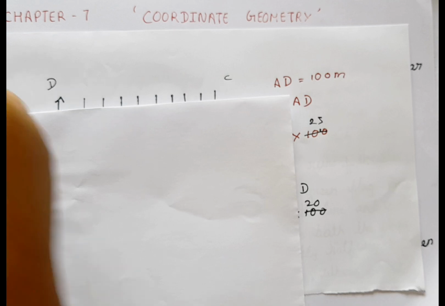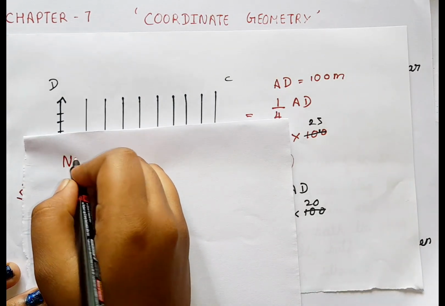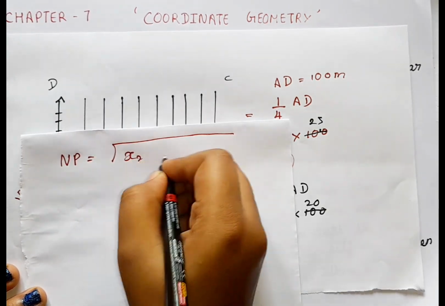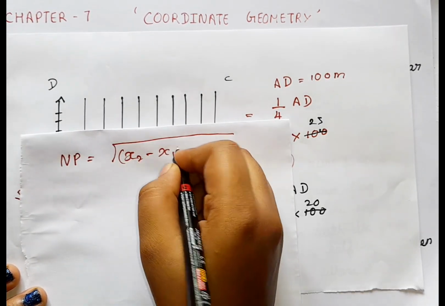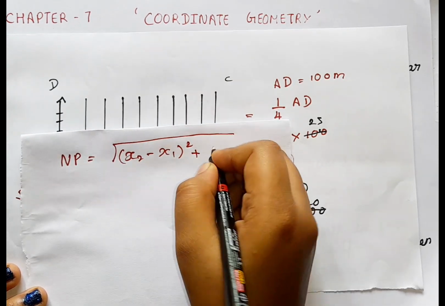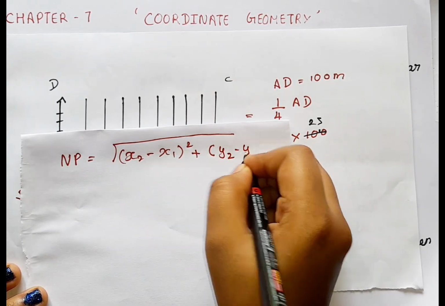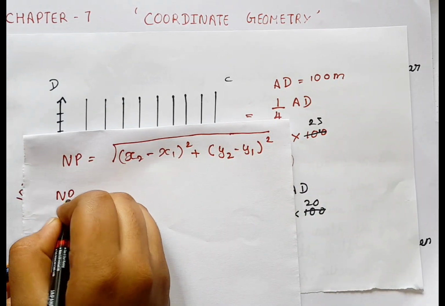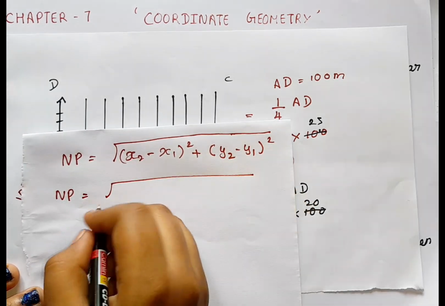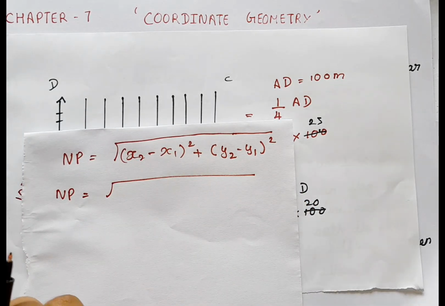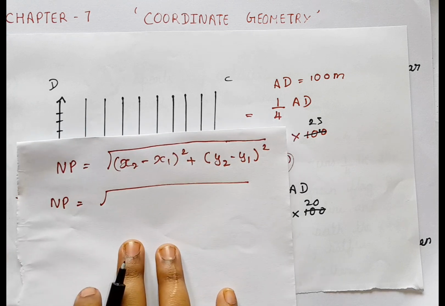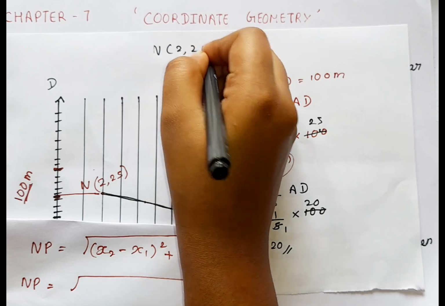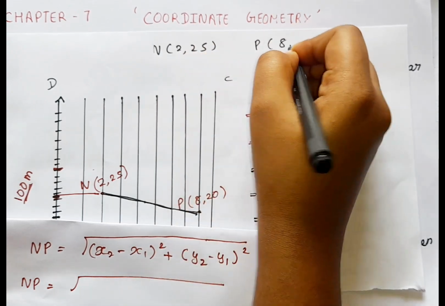Okay guys, now let us apply the distance formula. Here NP is equal to the square root of x2 minus x1 the whole square plus y2 minus y1 the whole square. So this is the distance formula. So Niharika is 2 comma 25 and Preet is 8 comma 20.